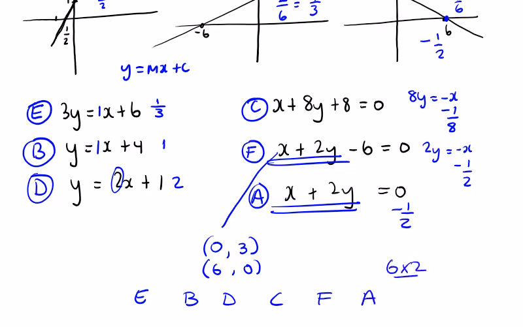6 by 2 is 12. The total marks is 125. Add up your total, divide by 125, times 100. And then you have your percentage.